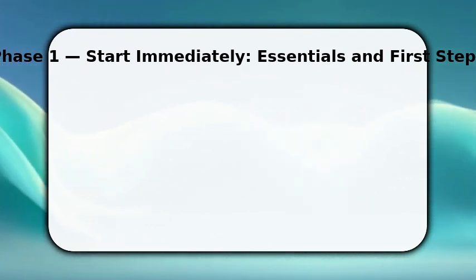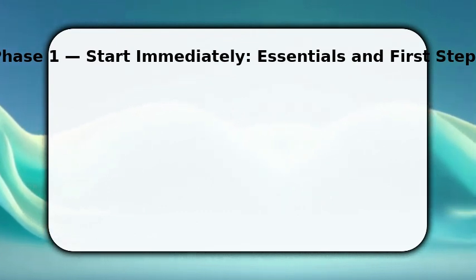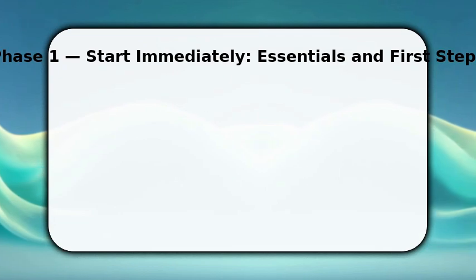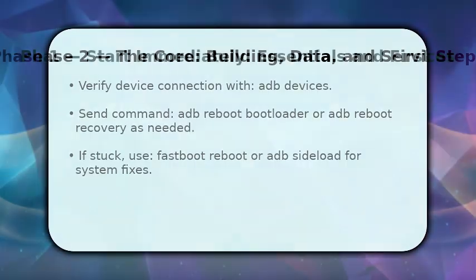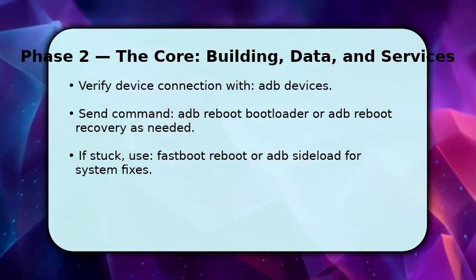Connect the phone to a PC with a reliable USB cable. Now open a terminal on the PC so you can run the first ADB commands. You'll verify the connection with adb devices. If the phone appears, you're ready.